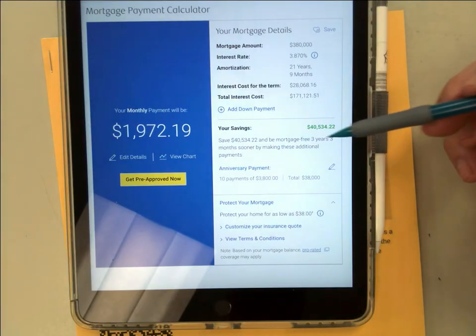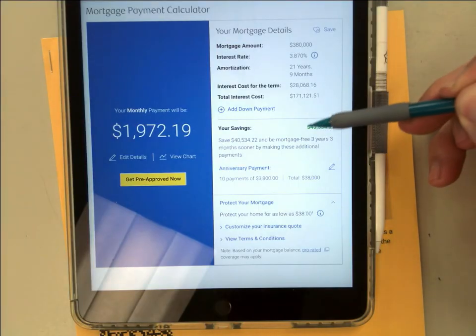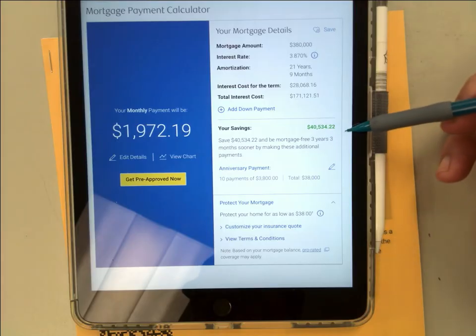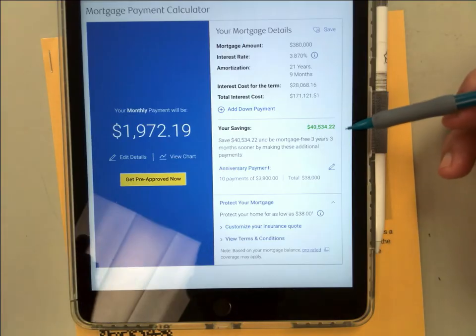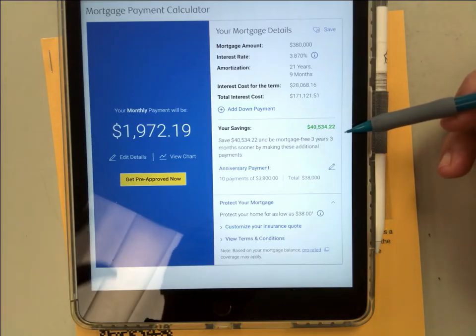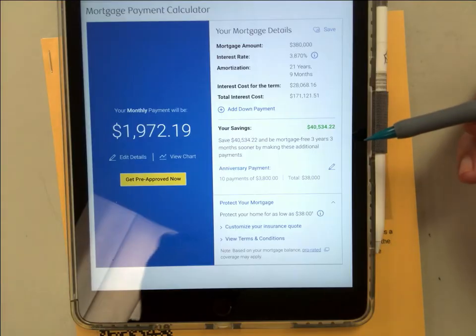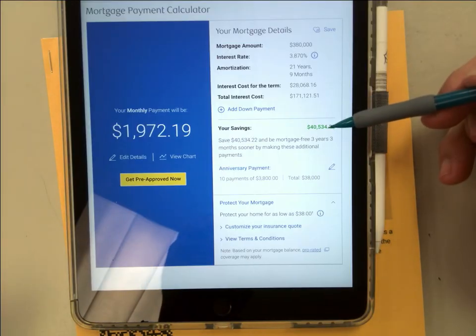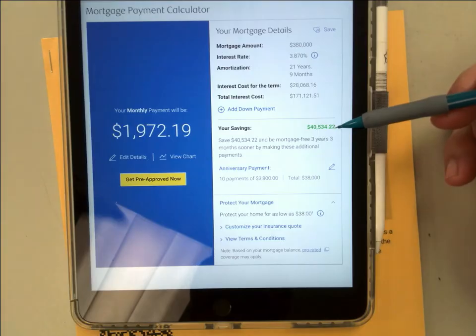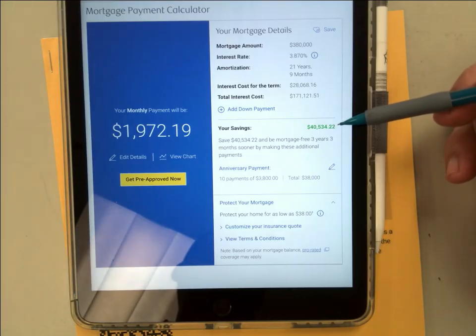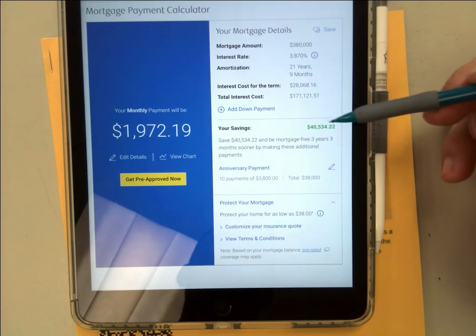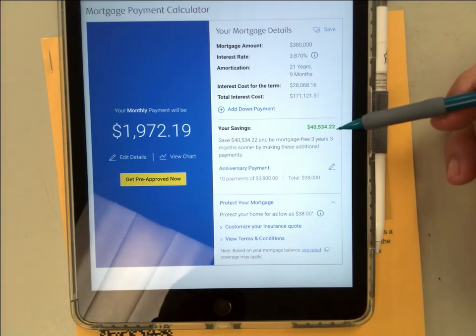Look at this. Your savings: $40,000 in savings. Some people don't understand that and think, wait a minute, I was paying more. How come I'm saving? You're saving because you're paying it off faster, saving you interest. Okay?